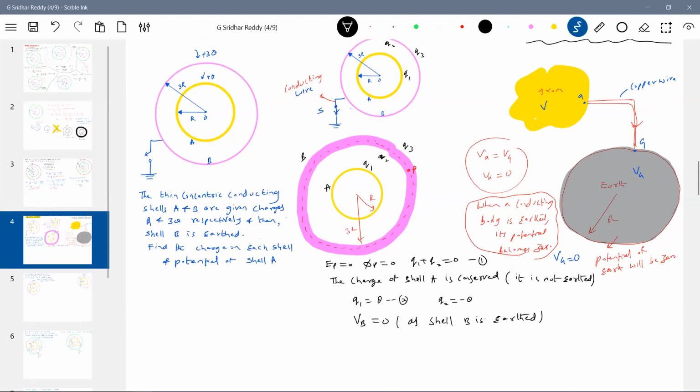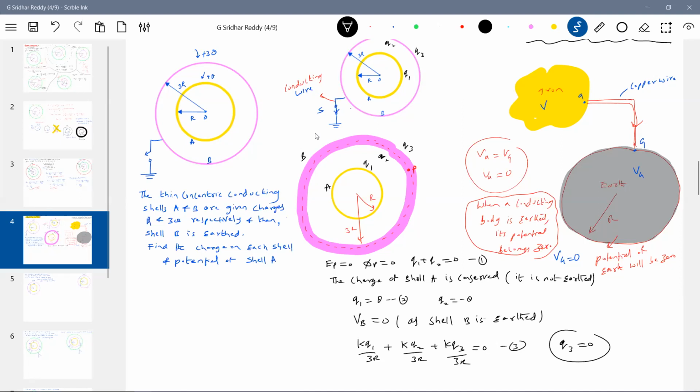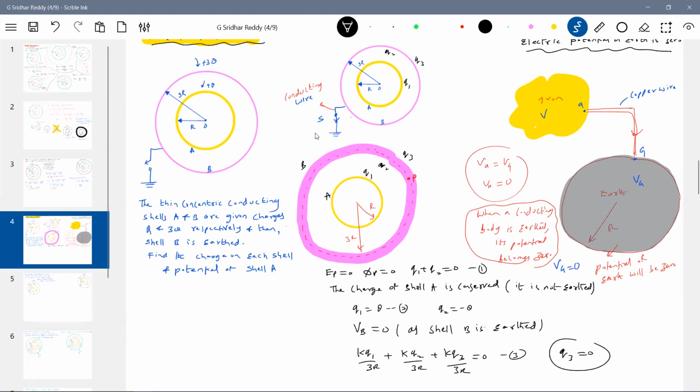What is the potential of shell B? Again, the superposition principle: KQ1 by 3R, KQ2 by 3R, KQ3 by 3R. Just now you all learned it. We know Q1 plus Q2 is 0. So solving this, Q3 will become 0. Means there won't be any final charge on the outer surface.